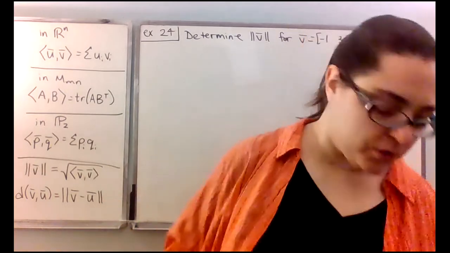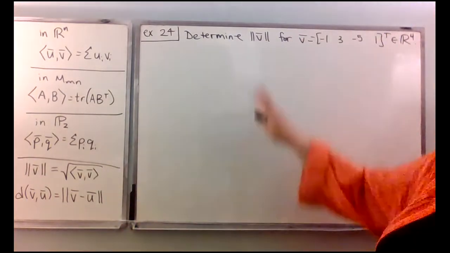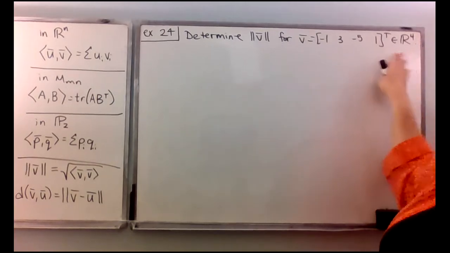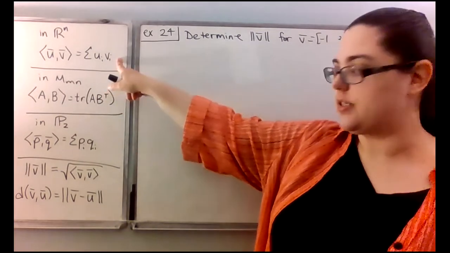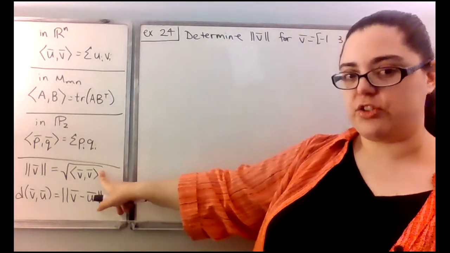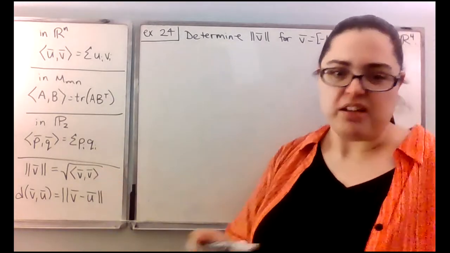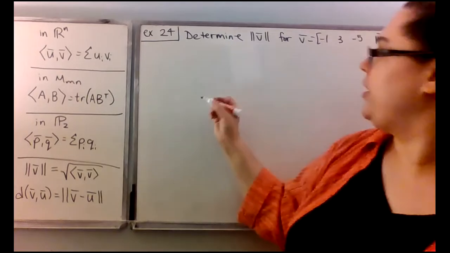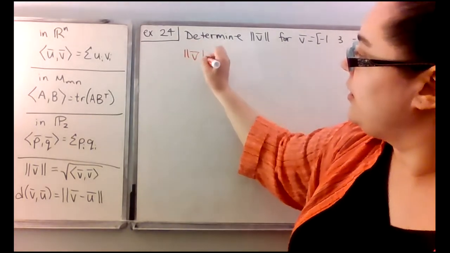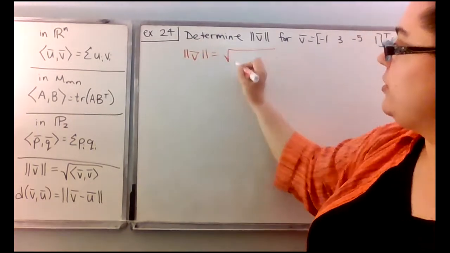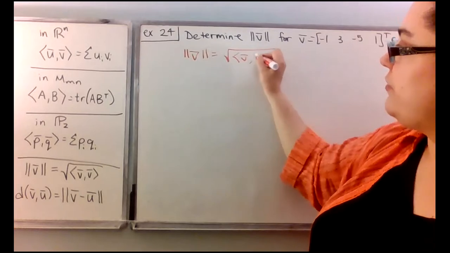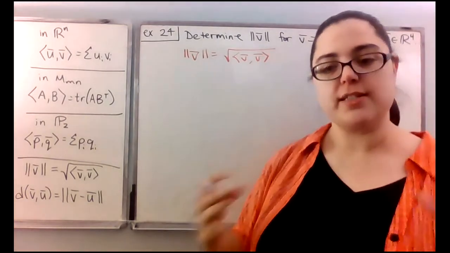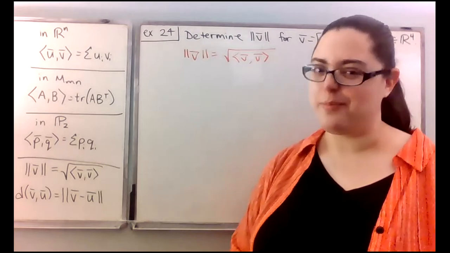So for example 24, they want us to find the norm for this vector, and we're living in R4. So we're going to use our usual dot product in combination with our definition here. So yeah, let's just work through that. So the norm of V is going to be the square root of the inner product of V with itself. And until I become super comfy with these definitions, always going to make sure I write them out first.